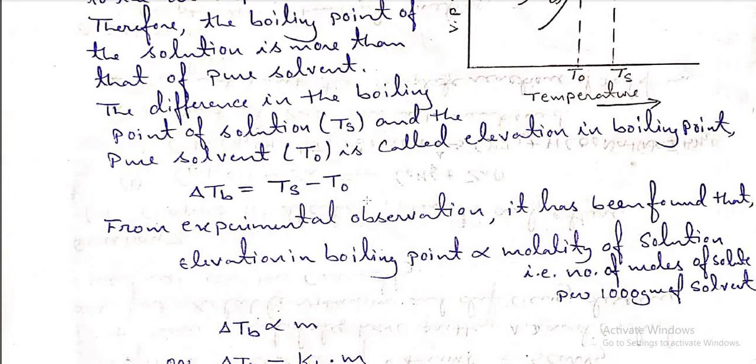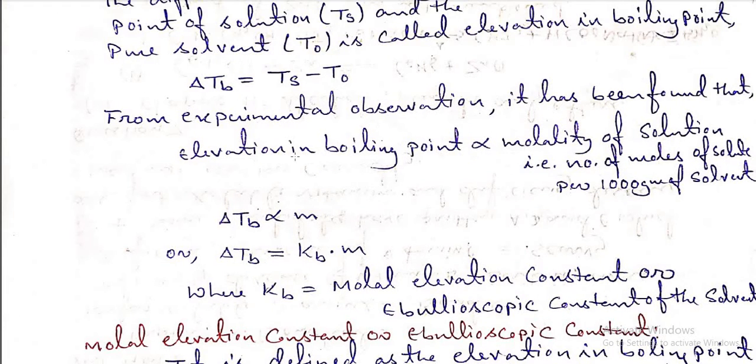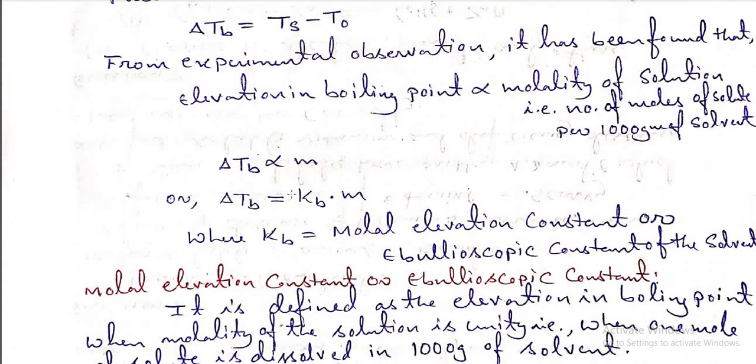Now, from experimental observation, it has been found that elevation in boiling point is directly proportional to the molality of the solution, that is the number of moles of solute per 1000 gram of solvent. This is the definition of molality of a solution. So it has been found experimentally. We can write elevation in boiling point, denoted by delta Tb, is directly proportional to small m, the representation for molality. If you remove the proportionality sign, we put a constant. Let that constant be Kb.